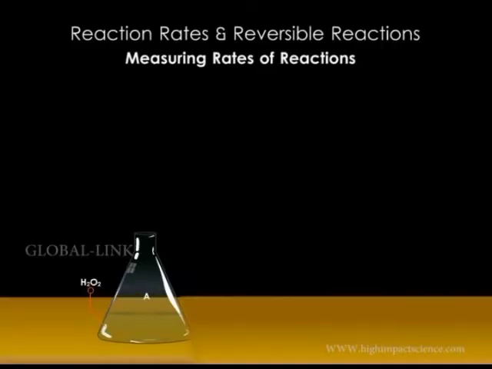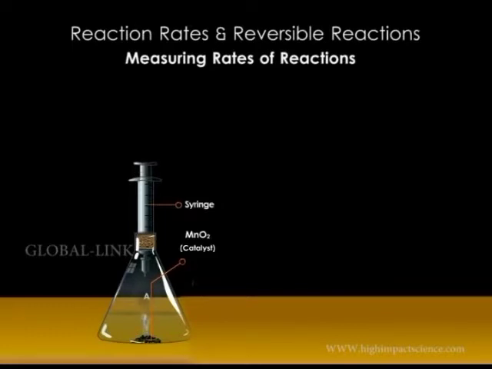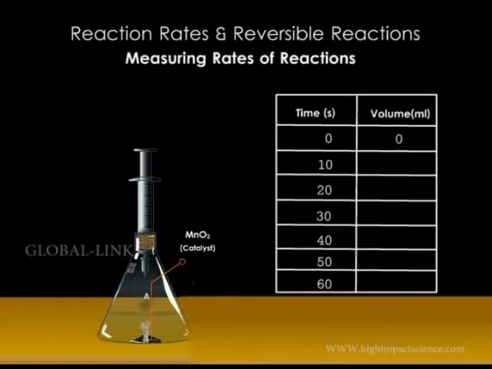Let's say we take a conical flask and add hydrogen peroxide to it. We then add a spoonful of manganese(IV) oxide as a catalyst. We fit the flask with a syringe. As the reaction proceeds, oxygen gas is produced and collects in the syringe. We measure the volume of oxygen produced after every 10 seconds.